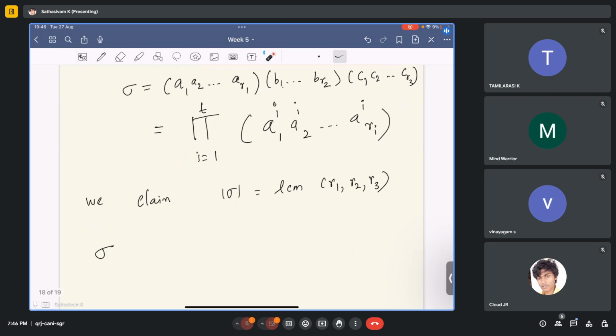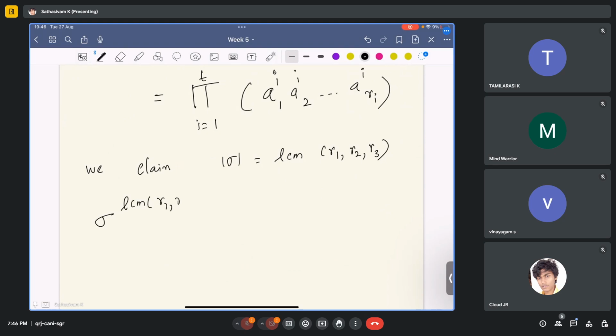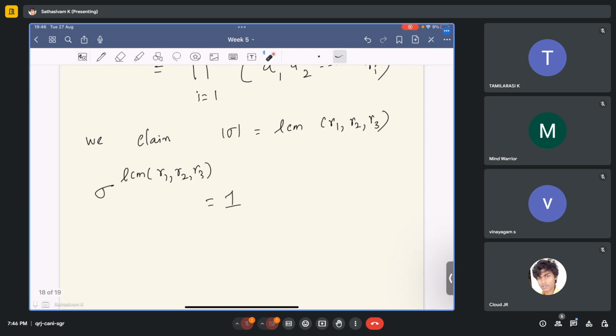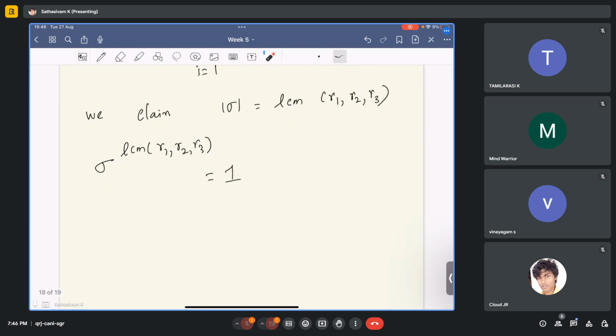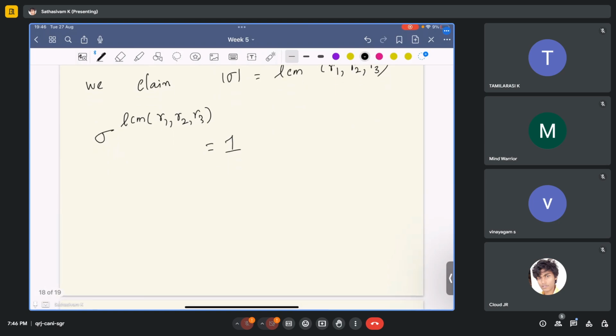So in order to prove that this is the LCM, what we have to say is, first, we want to say this is equal to 1. This is the first step we want to prove. And we have to prove that this is the smallest such positive number such that the LCM is equal to 1. Okay, so that is what we are going to prove. Let's prove it.